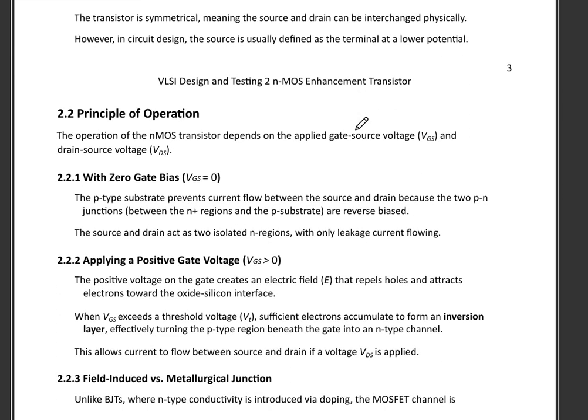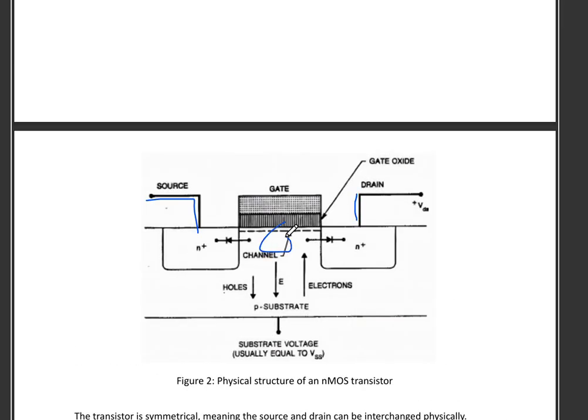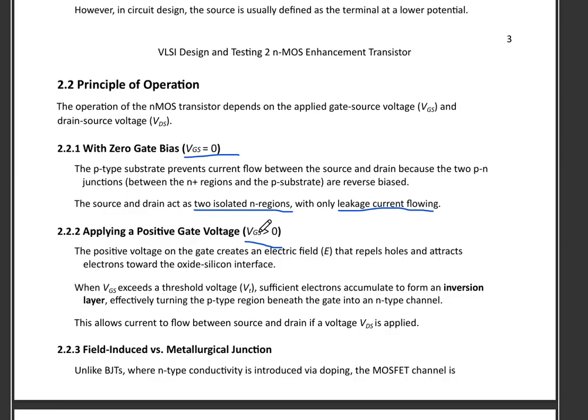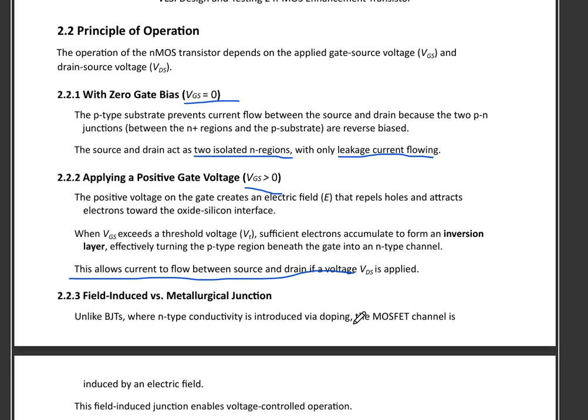Next, coming to the principle of operation, with zero gate bias, that is VGS is equal to 0, the source and drain act as two isolated N regions and only leakage current flows in between. Next, when you apply VGS greater than 0, the positive voltage of the gate creates an electric field. When the electric field is created here, it repels the holes and attracts the electrons, and it allows the current to flow from source to drain when VDS is applied.